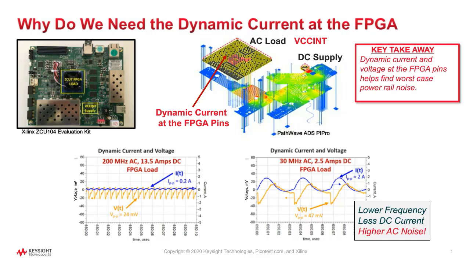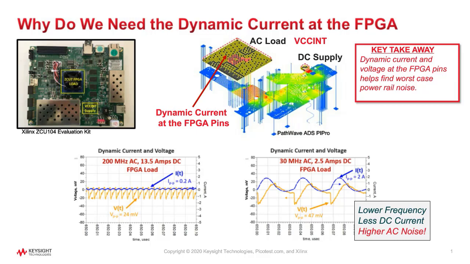Here in the upper left is the Zynq UltraScale+ ZCU104 board that was used for the measurements of dynamic switching current at the FPGA. And in the upper right, a picture of the PathWave ADS PI Pro setup for EM simulating the main VCC INT power delivery network to the FPGA. The methodology used to extract dynamic current from voltage measurements showed that predicting worst-case noise is not intuitive.